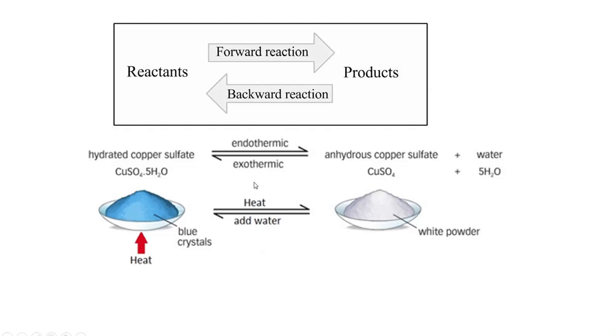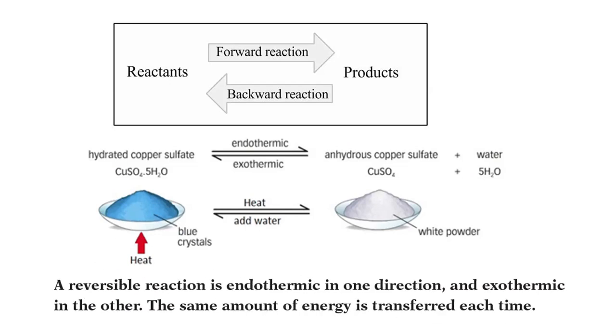In this example, the forward reaction is endothermic and the backward reaction is exothermic. Remember, a reversible reaction is endothermic in one direction and exothermic in the other direction. The same amount of energy is transferred each time.